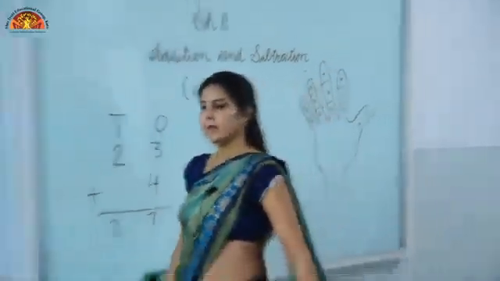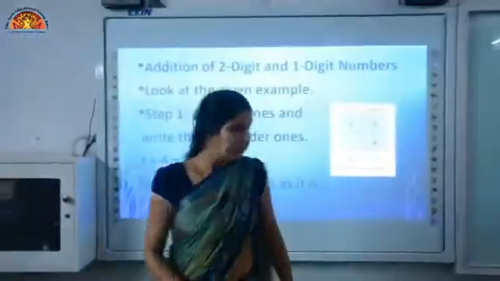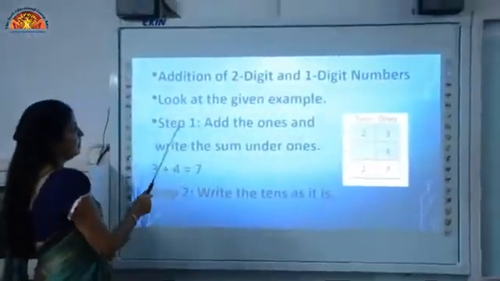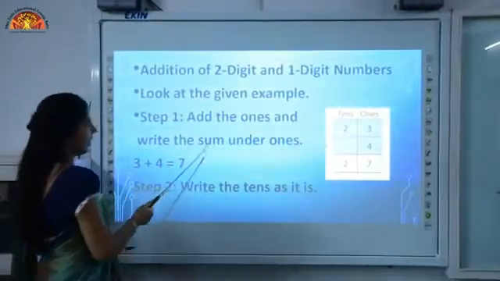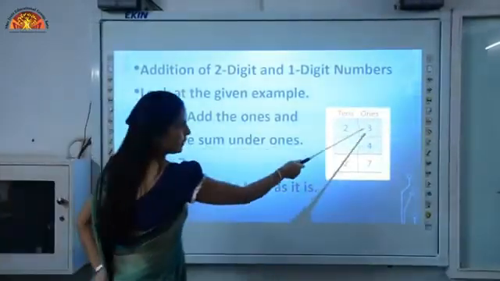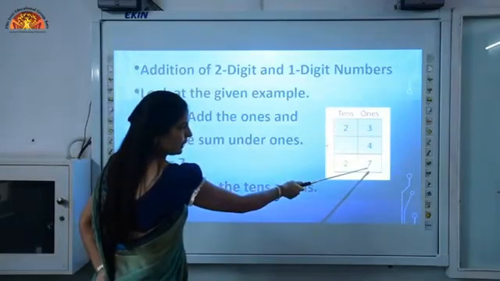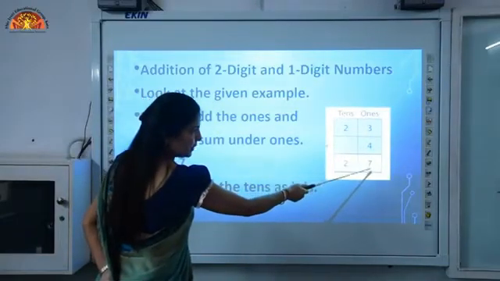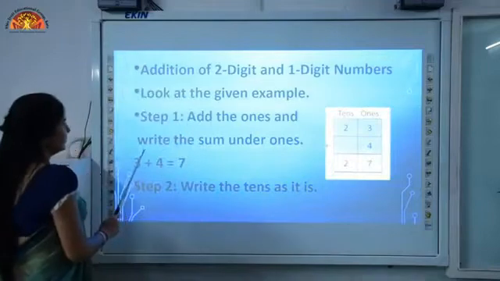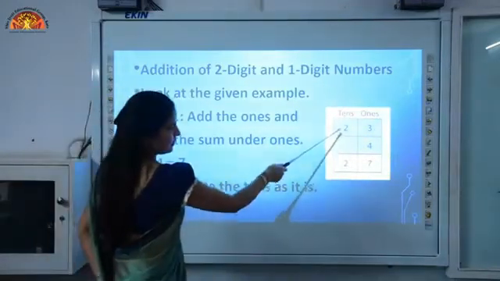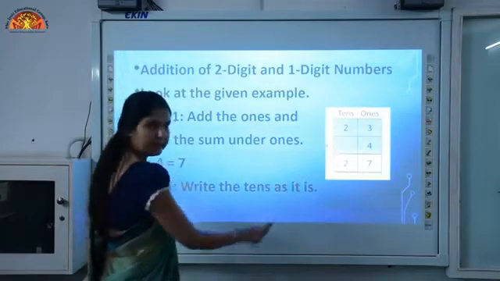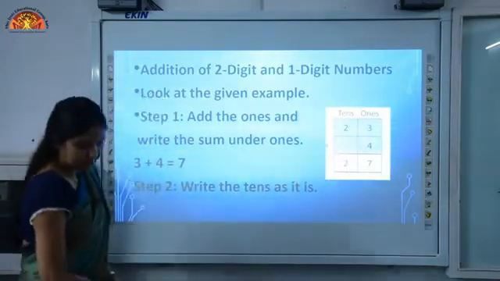Clear everyone? Now look here. In Step 1 what have we done? We add the ones and write the sum under the ones. We add the ones digits here and write the sum at the ones place. Step 2, write the tens as it is. We have written 2 as it is here. Clear?